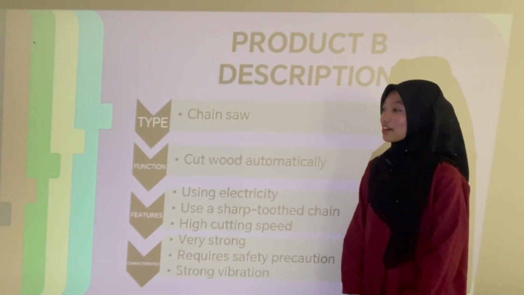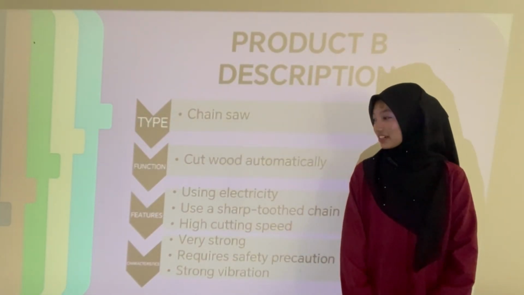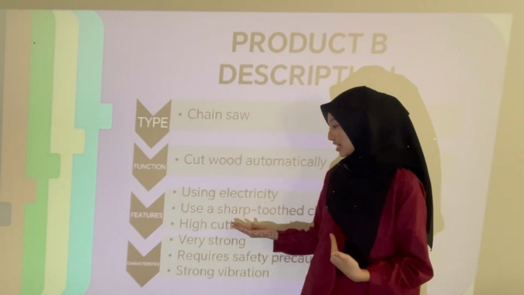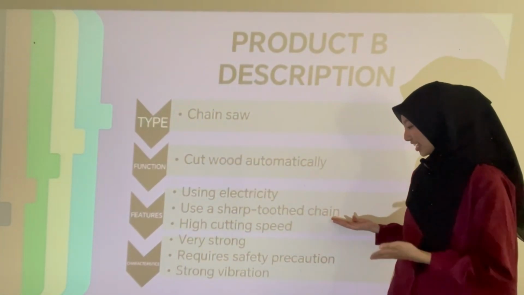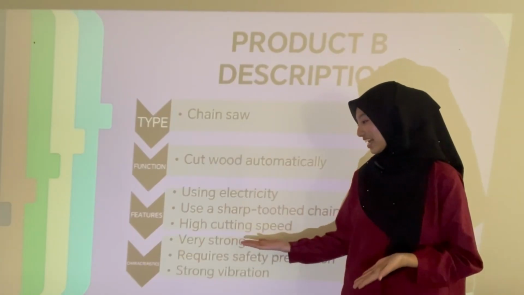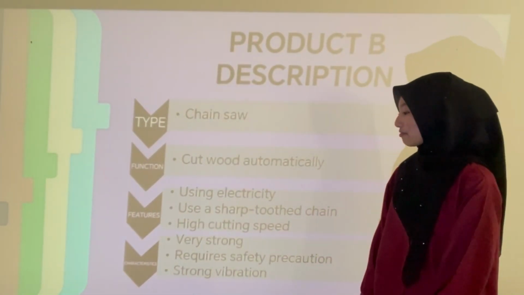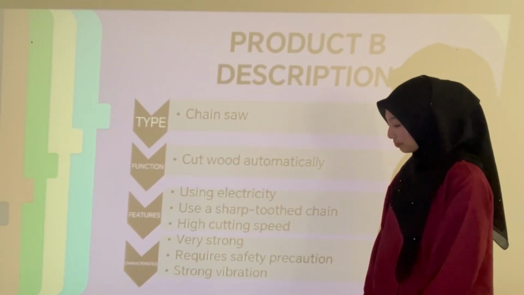The machine saw has features. First, it uses electricity. Second, it uses a chain shape. Lastly, it has high cutting speed.